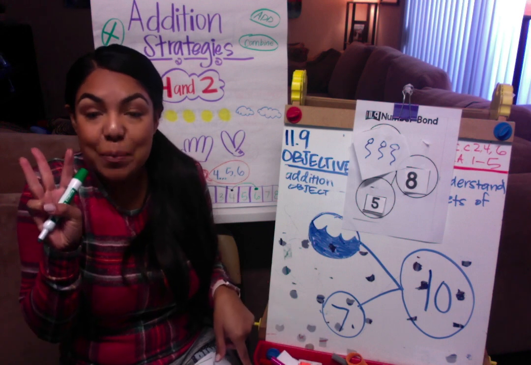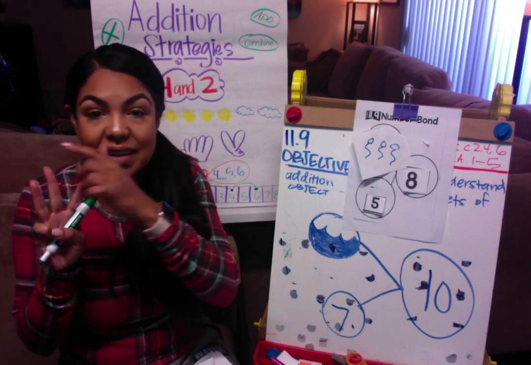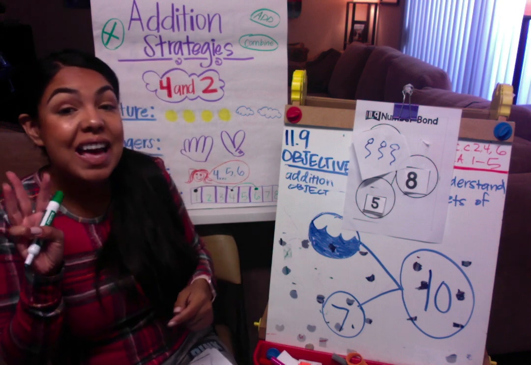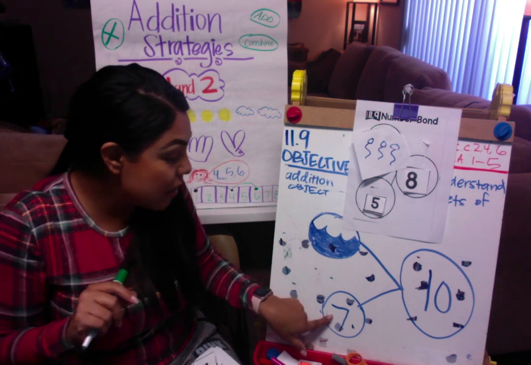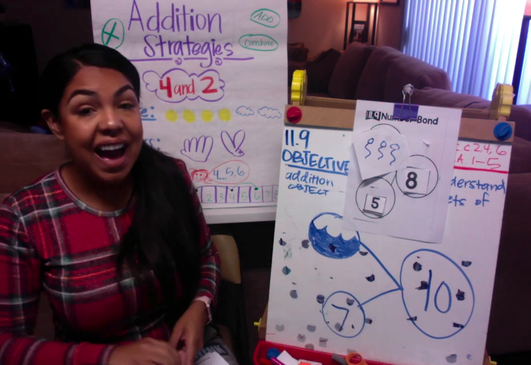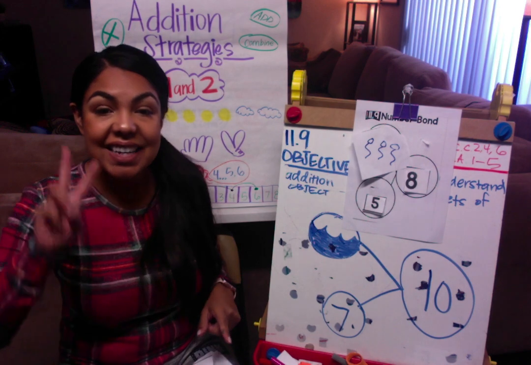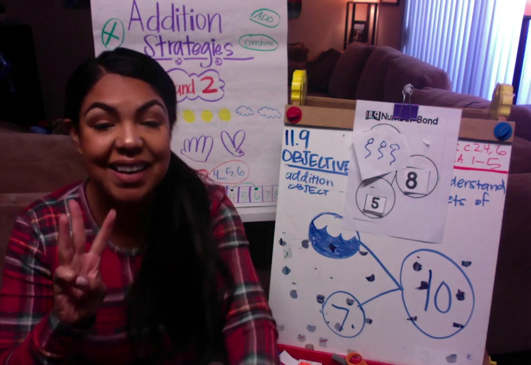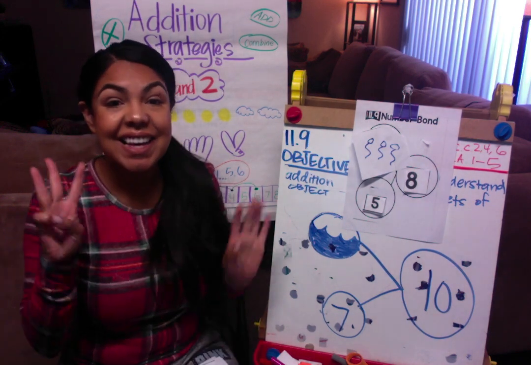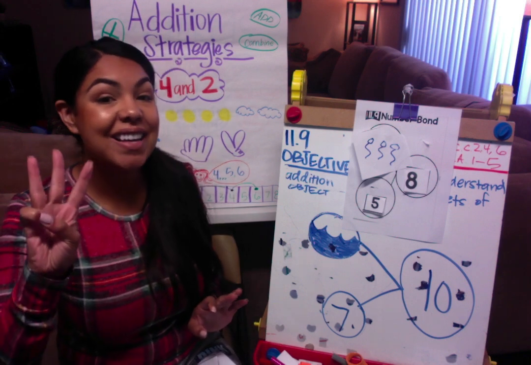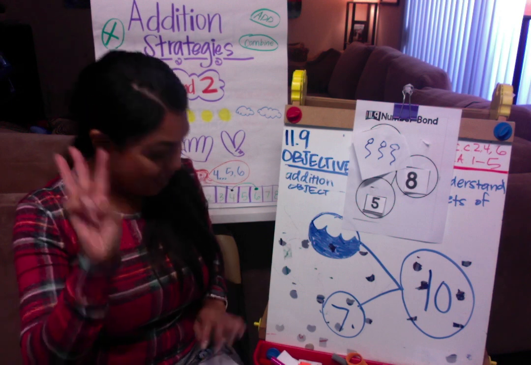I need only how many? 1, 2, 3. I need 3 in the water because when I counted from 7 all the way to 10, I only got how many fingers up? 7, 8, 9, 10. Good. I counted all the way to 10. And that means I only have 3 froggies in the water. Good job, boys and girls.